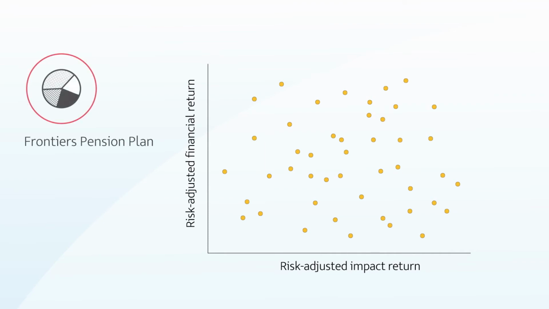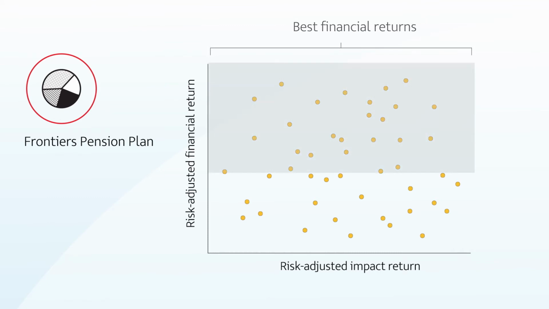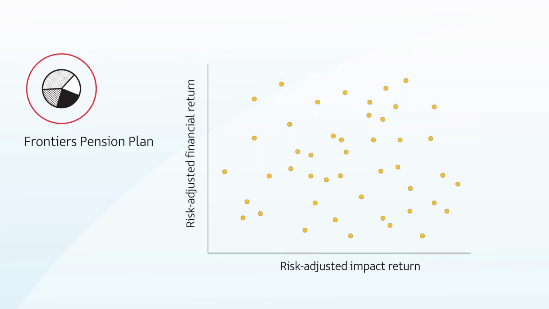If you're Frontier's pension plan, which would you choose? You'd probably start with the investments that offer the best financial returns at the top of the chart. But for any given level of financial performance, you'd start with the highest impact investments on the right and work your way to the left. And you might end up choosing the investments circled here. Basically the top financial ones, but with a bias towards impact wherever possible. Of course, this is a simplification. Correlations between investment performance can complicate this picture, especially in public markets. But this is a helpful starting point and may be sufficient in private markets where correlation between asset prices is less of a consideration.